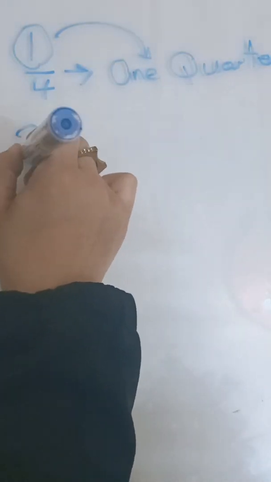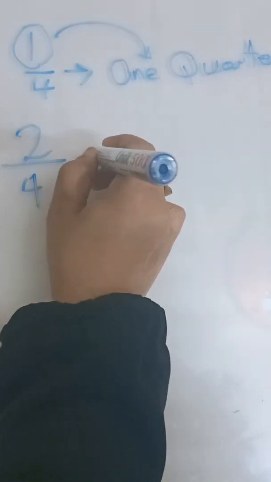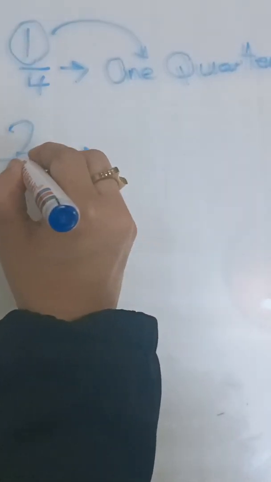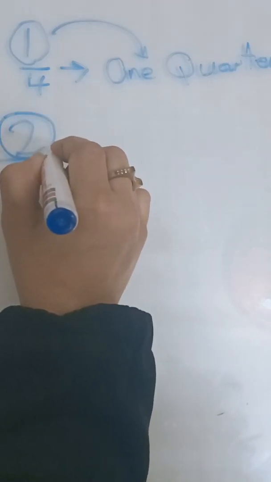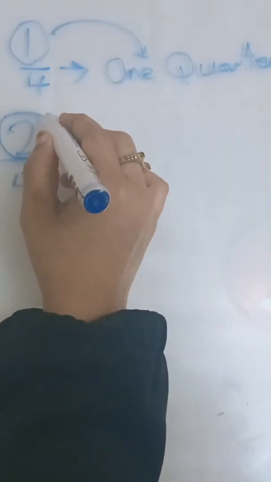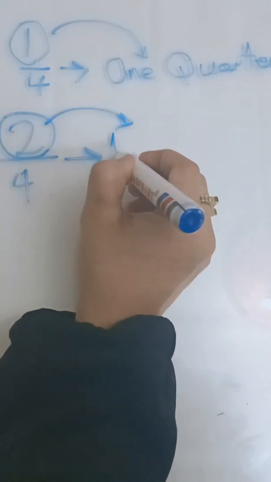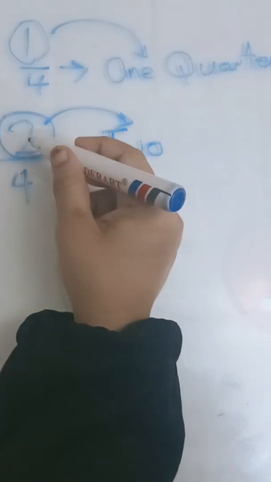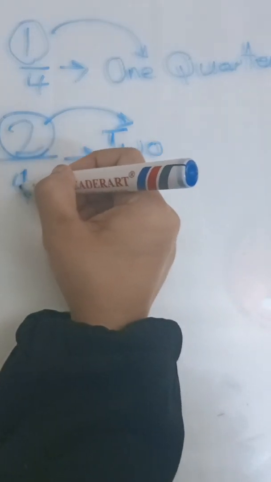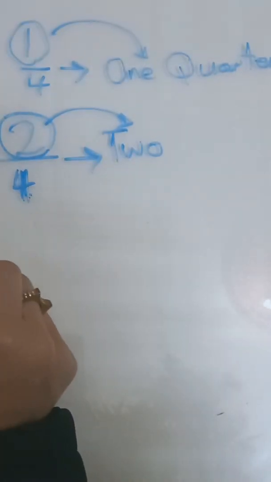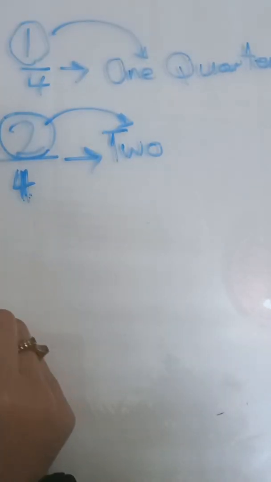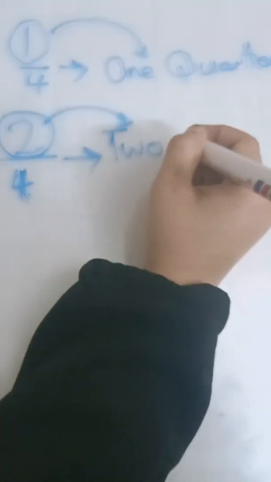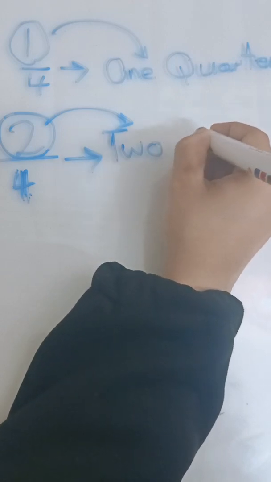Okay, if we have here 2/4 in digits, and we want it in letters, start from the numerator, from the up. So write 2. Write this is the number here. 2 what? 2 quarters. 4 is down. We know 1/4 equals quarter, 1/3 equals third, and 1/2 equals half. So write 2 quarters.